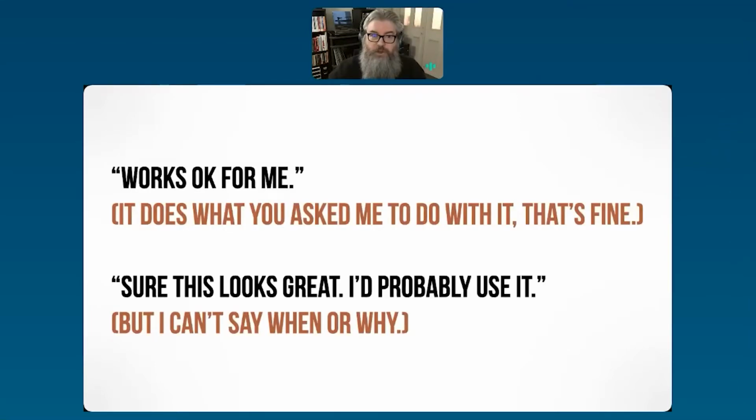When someone says, oh, this works for me, okay, it does what you asked me to do with it. That's fine, right? You asked me to do a task, I was able to complete it, and it works. Task completion does not necessarily equal satisfaction or desire or a want or a need. Or when someone says, sure, this looks great, I'd probably use it, but they couldn't really tell you when or why, because the thing it does isn't important to them or it isn't critical to the life that they lead.